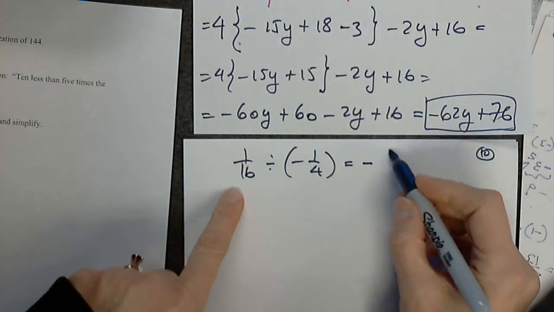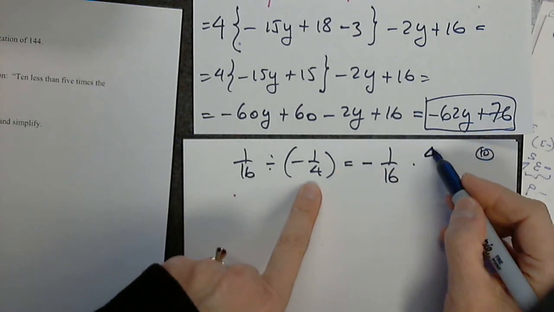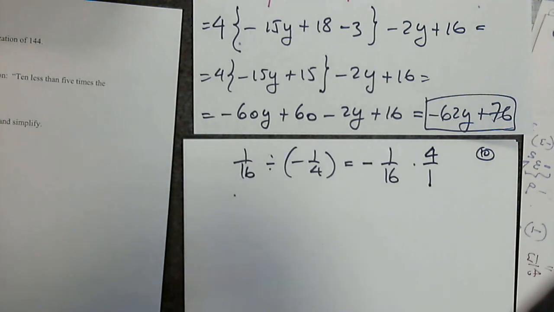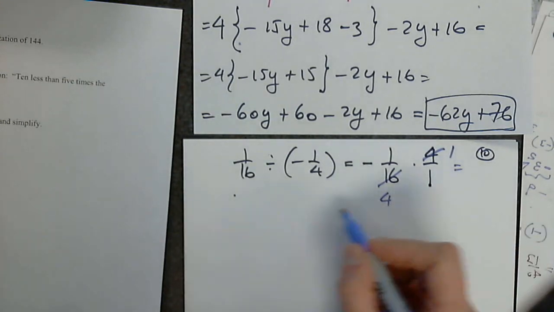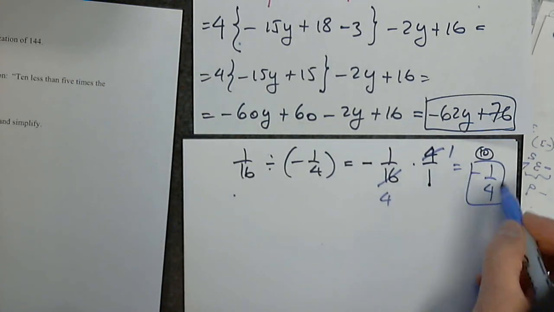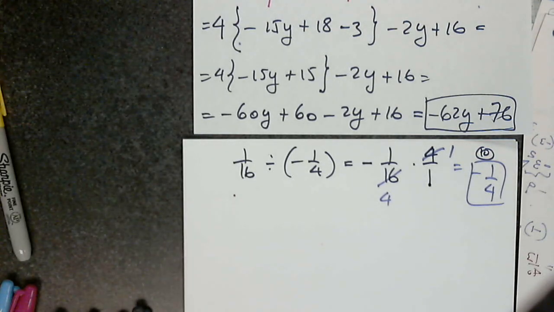So I have 1 over 16, and I have to flip this because it's division. 4 over 1. Yes, I will simplify. 4 by 4, 16 by 4, and the final answer is negative 1/4. Okay, let's start the other one that I just gave you, please.